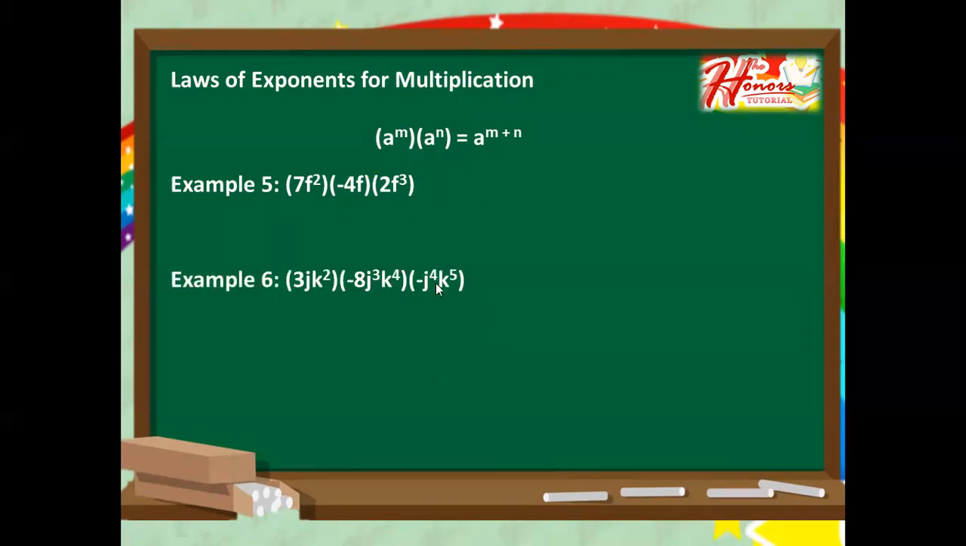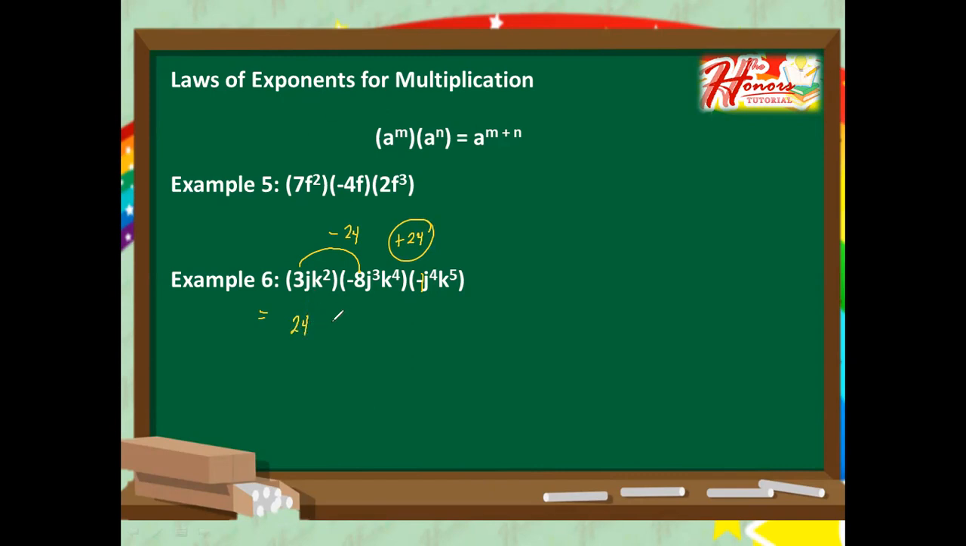Next, we have number 6. So we have 3jk squared times -j cubed k raised to 4 times -j raised to 4 k raised to 5. Multiply the numbers first. 3 times -8, that's -24. And then we have 1, but it is invisible, so it's -1. -24 times -1 is positive 24. So for the number here, we have positive 24.